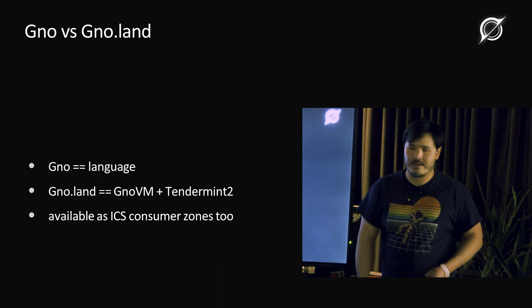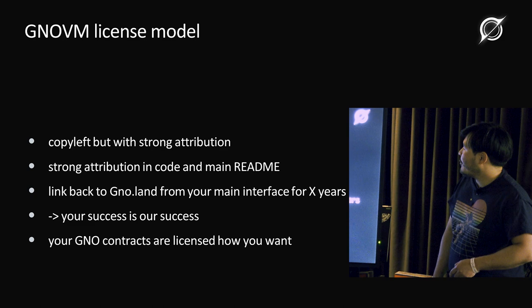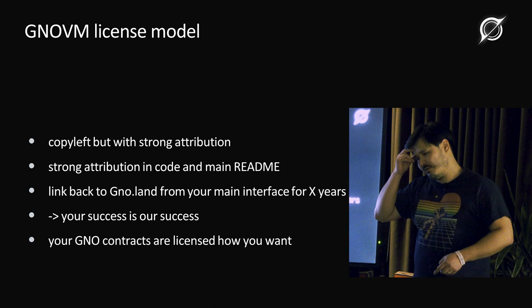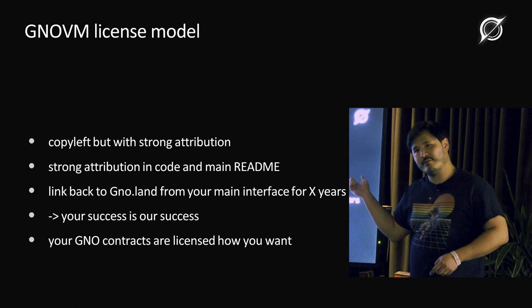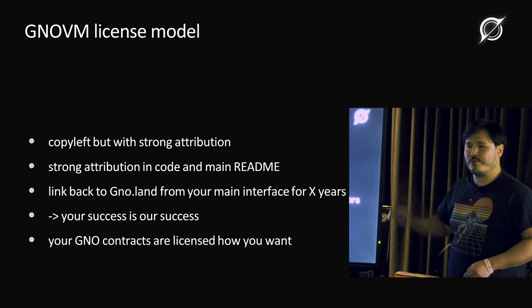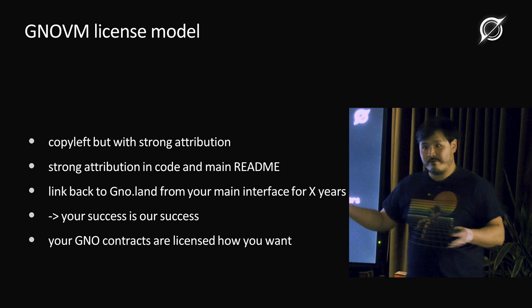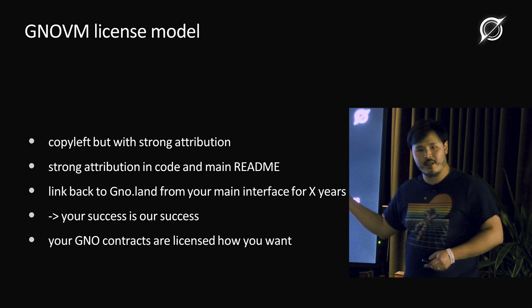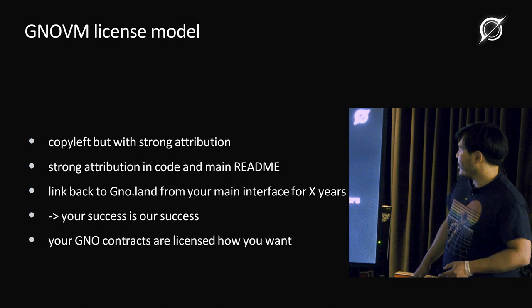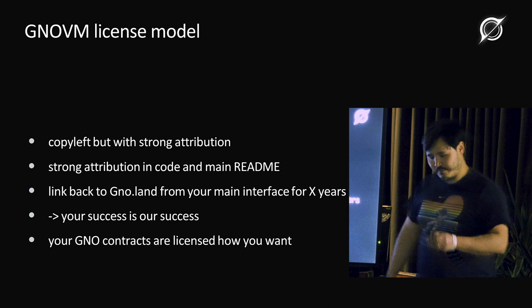Right? One of the things we're going to experiment with is a different license model. So instead of Apache 2, we're going to go with a copyleft system. We're going to fork the AGPL license and then just make sure that there are slightly stronger attribution terms in there. So anyone will be free to create their own blockchain using the Gno VM. They just have to give us attribution in the form of link backs and other things like that. So that way, we want you to succeed, because if you succeed, we'll get eyeballs too. And I think it's a pretty fair system.